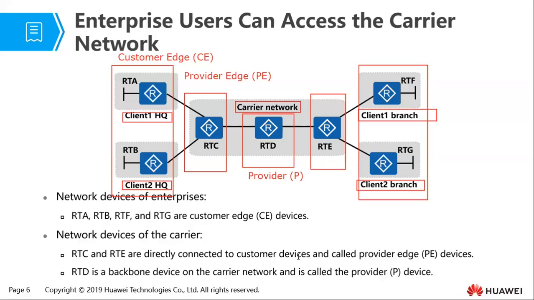So it's important that you understand these three types of routers, because when we create the VPNs, we are going to be referring to the interconnection between the C and the P, the interconnection between the P and the P, and so on and so forth. So it's important that you remember what a customer edge router is, what a provider edge, and what a provider router is.